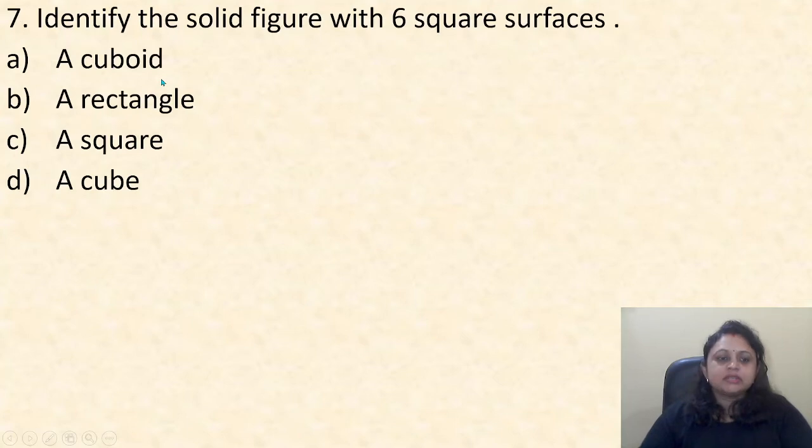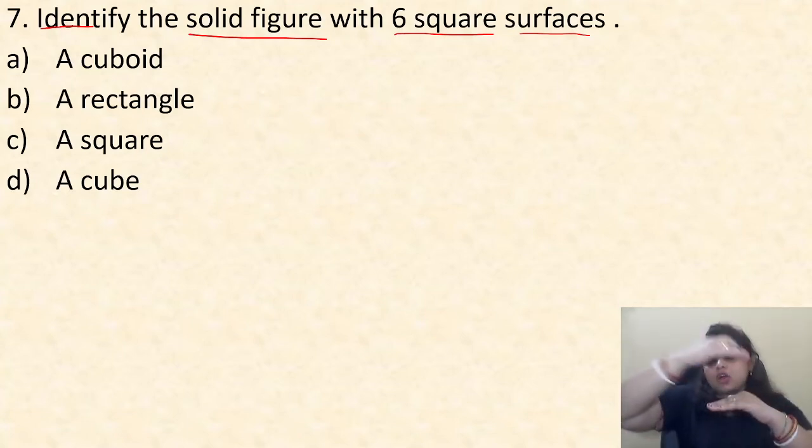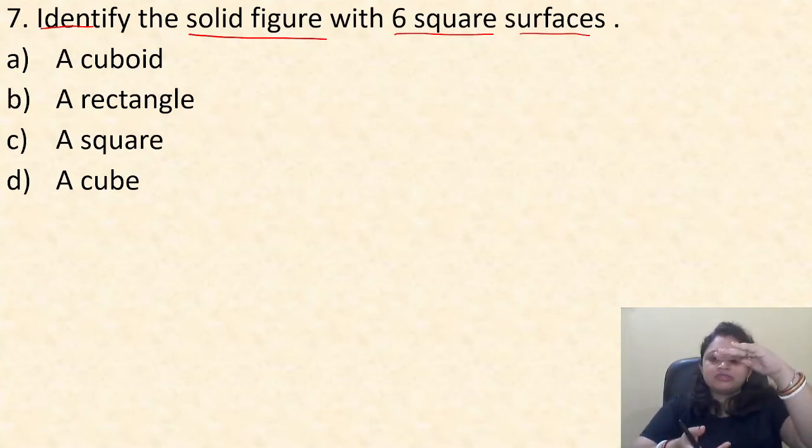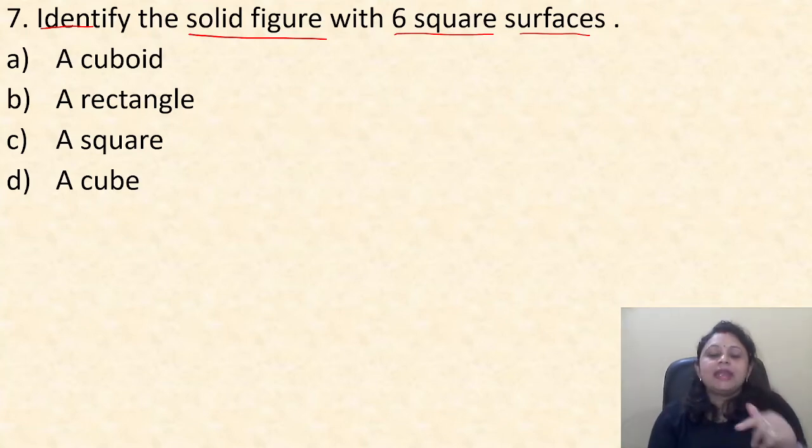Coming to the next question, identify the solid figure with 6 square surfaces. Option A, a cuboid, B, a rectangle, C, a square, D, a cube. So we have to identify the solid figure with 6 square surfaces, so it will be a cube. You know, in the cube, the upper surface and lower surface, 4 sides are there, total 6 sides, and all are square surfaces, that means it is a cube.